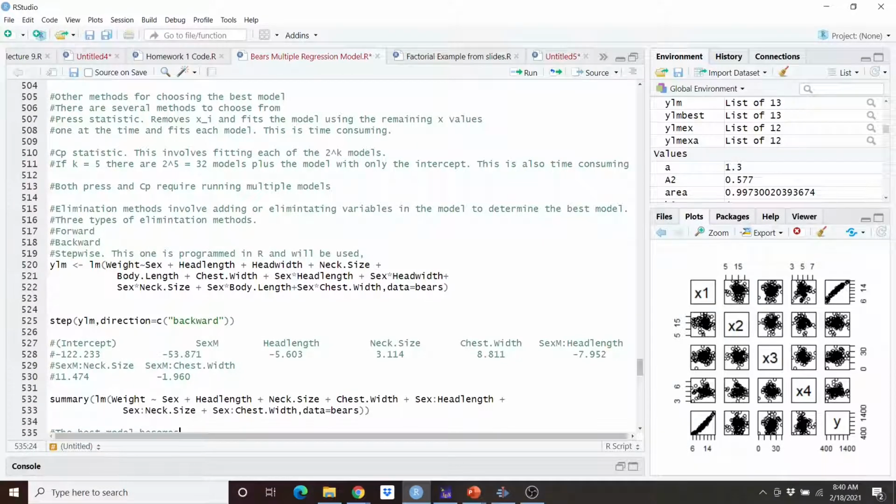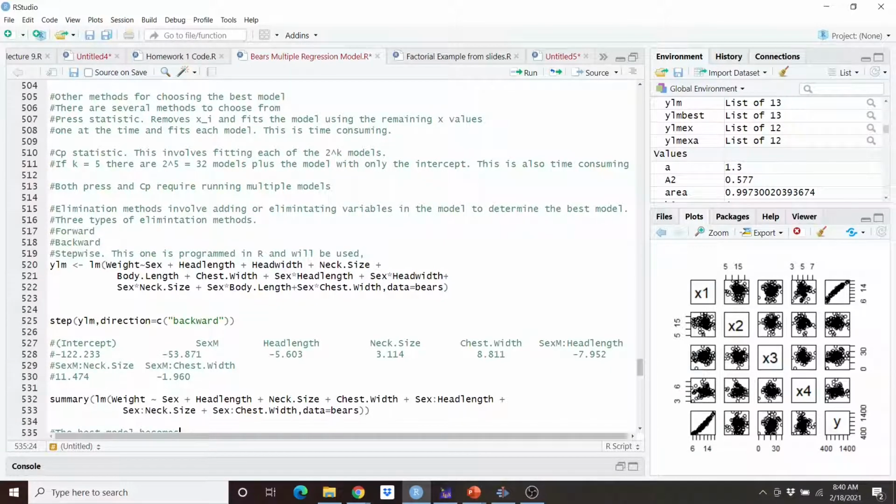Hello and welcome back. In our last video, we looked at using adjusted R-squared to determine the best model. However, there are other methods available for choosing the best model, and these include ideas such as the Press statistic, Cp statistic, elimination methods, and they also include lasso and Bayesian model averaging. However, the latter two will not be discussed in this video.